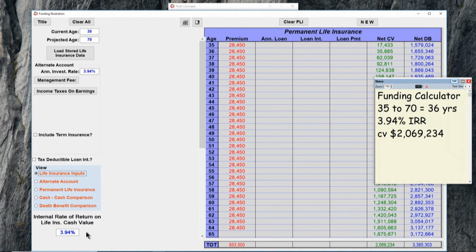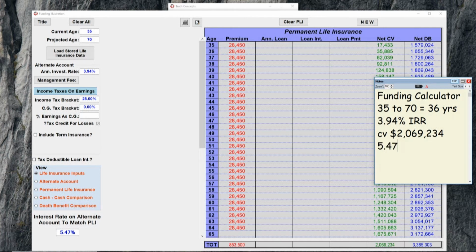CDs, money markets, checking accounts, a can in the backyard, right? Are they doing 3.94%? And all except for the can in the backyard, are you having to pay tax on the measly earnings you're getting from those other assets annually? What if we were paying tax in a 28% bracket? Then what it would take in the alternate account to deliver that same $2,069,000, you'd have to earn 5.47% every year to pay the tax and end up with the same cash value.